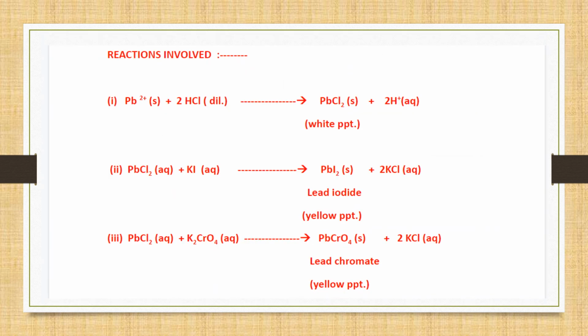Now the reactions involved, first is with group reagent dilute HCl. The white precipitate is because of the formation of PbCl2. And when you dissolve it in water and then carry out the reaction with KI and K2CrO4, the yellow precipitation is because of the formation of lead iodide, PbI2, and lead chromate, PbCrO4. So this completes group 0 and group 1.